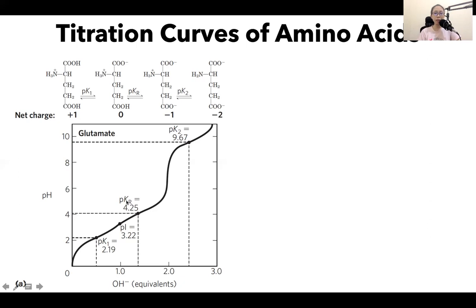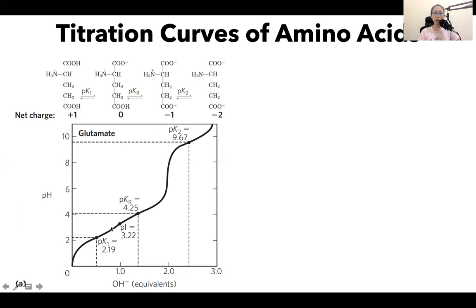And followed by pKr, which is at 4.25. So the two values are very close to each other. So this one refers to the removal of proton from the side chain carboxyl group. And this is the reason why we don't see the equivalence point at all.